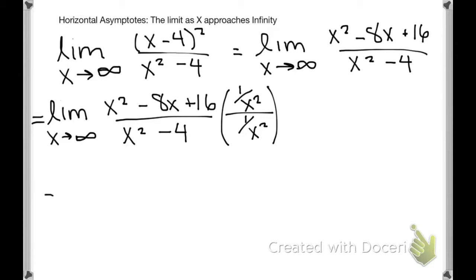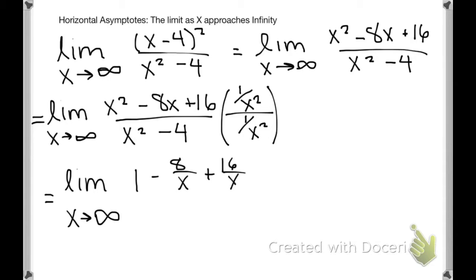Now when we do this, we get the limit as x approaches infinity of 1 minus 8 over x plus 16 over x squared, all over 1 minus 4 over x squared. Now, according to our theorem, anything over x to a positive power goes to 0, leaving us with just 1. And that's going to be our horizontal asymptote.